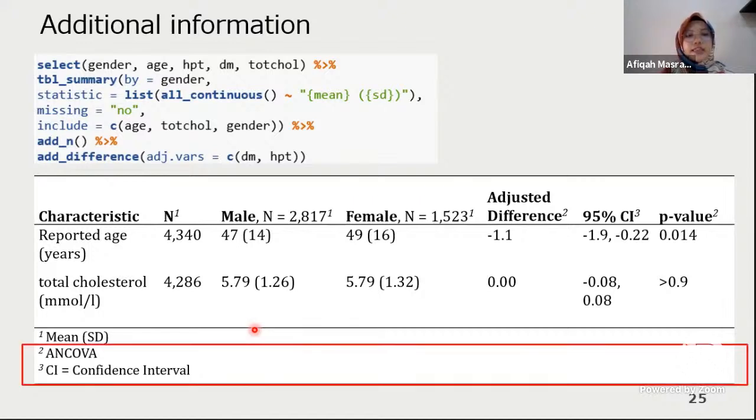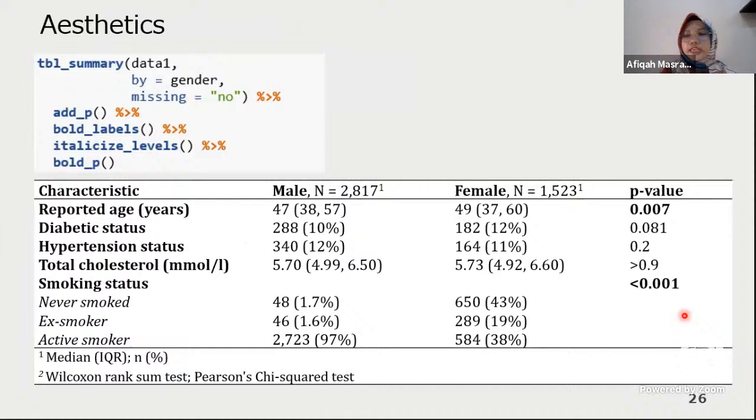And we can see that at the end, the footnotes included the ANCOVA and also the confidence interval, which are reflected in the additional columns on the right side of the table. So the adjusted difference is the ANCOVA result, along with the confidence intervals and the p-value as well. Okay, those are the examples for additional information.